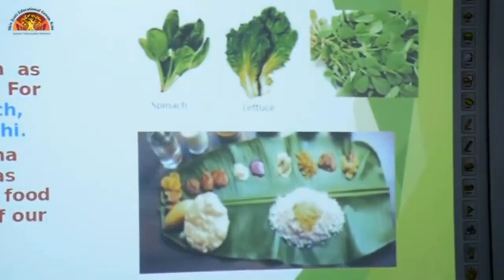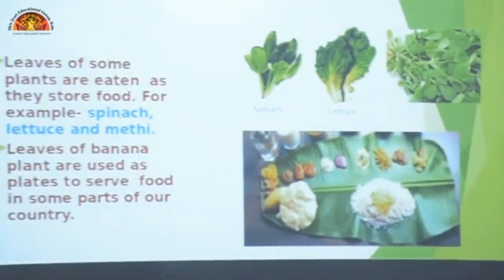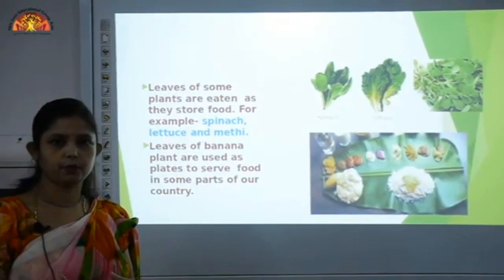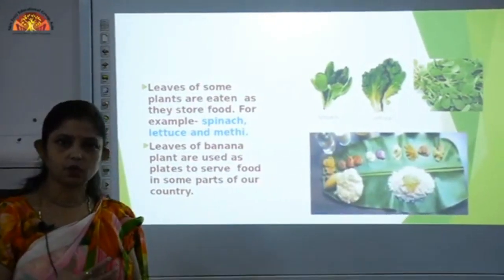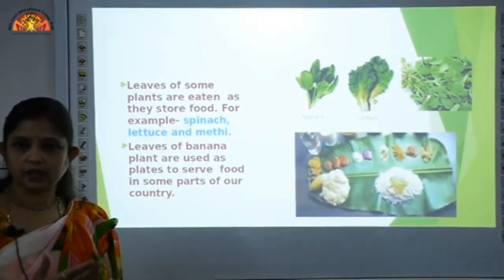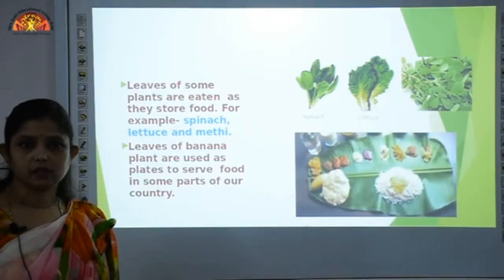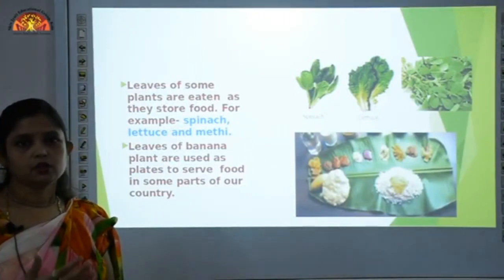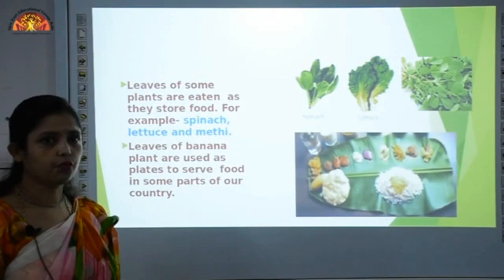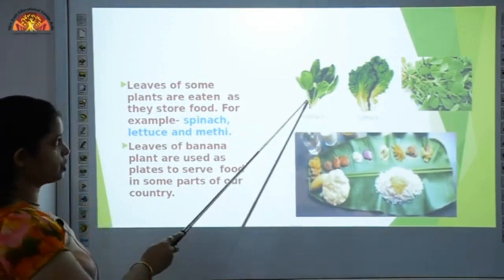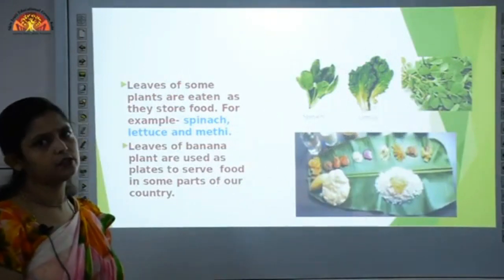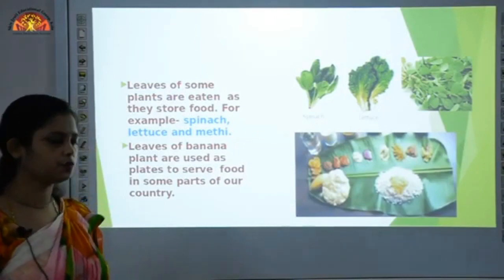The food that plants make, they use it for themselves, for their growth. Besides that, whatever extra food is left, they store in their different parts. They store it either in the roots, as we have earlier discussed, like radish and carrot, or in the stem like in potato and ginger. Some of the food is also stored in leaves, and these leaves are eaten as food. The examples are spinach, lettuce and methi, and besides this cabbage is also there, and so many other leaves which store food.